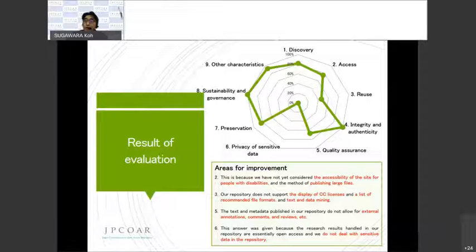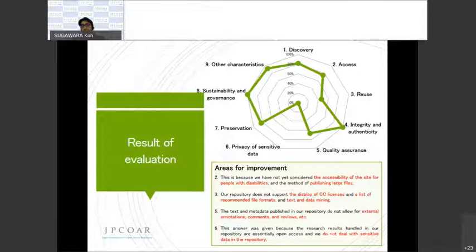Here is the result of the trial check of our repository. I was surprised to find that there are more items that have not been achieved than I expected. Let me explain some of them. First, in terms of access, we have not been able to support accessibility for people with disabilities, and how to publish files of large size.